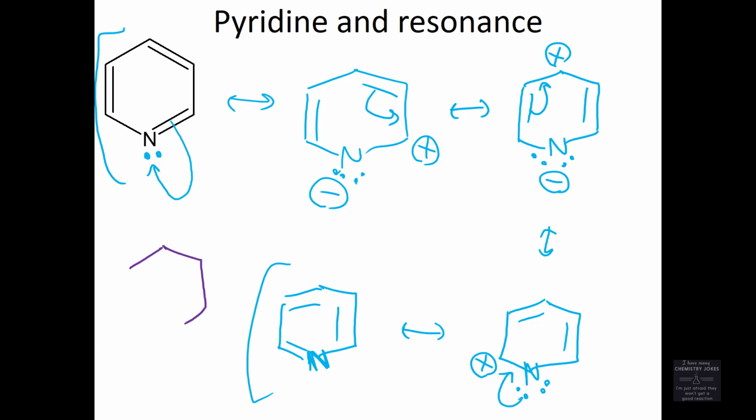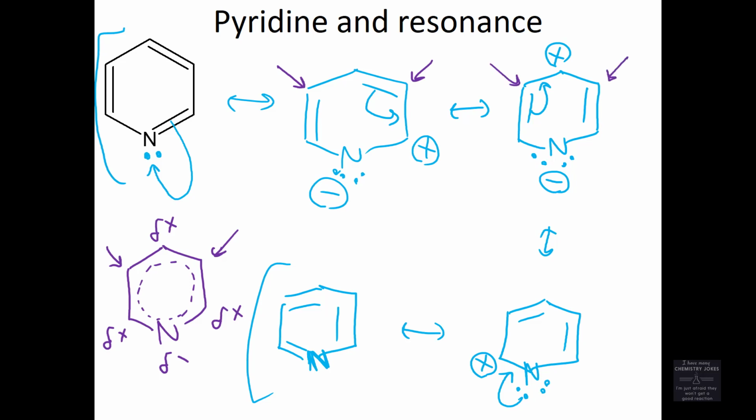If I drew the hybrid of pyridine, I would draw all my little dots around there. I would put a partial negative on the nitrogen, a partial positive on the ortho and para spots, but not the metas, because in my resonances, I never had a plus on either of those carbons. So pyridine and other six-membered ring heterocycles are electron poor.